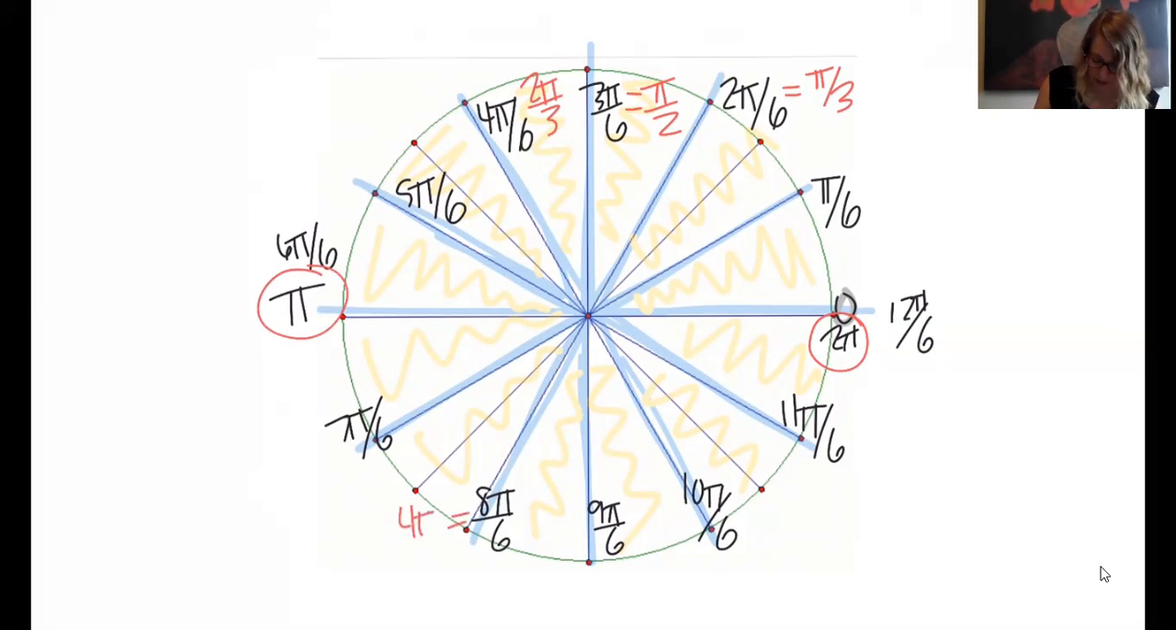8 pi over 6, both of those could be divided by 2, so you get 4 pi over 3. With 9 pi over 6, both of those can be divided by 3, so you get 3 pi over 2, which we showed at the very first one. And both of 10 pi over 6 can be divided by 2, so that's 5 pi over 3. So you can kind of see how the pi over 6s and the pi over 3s overlap.